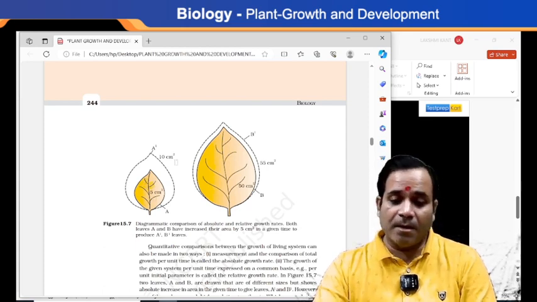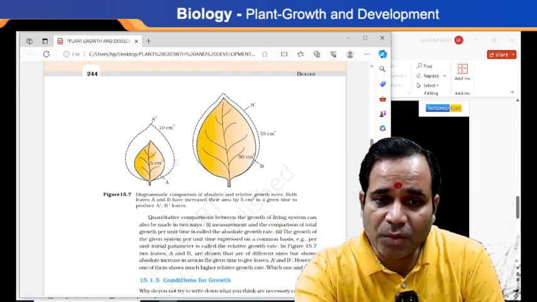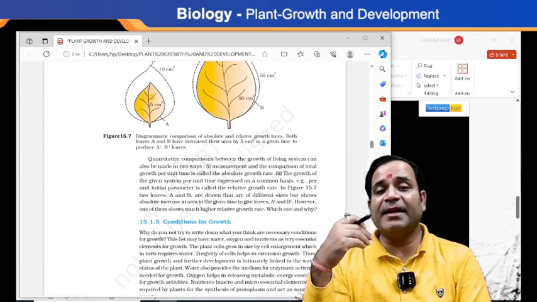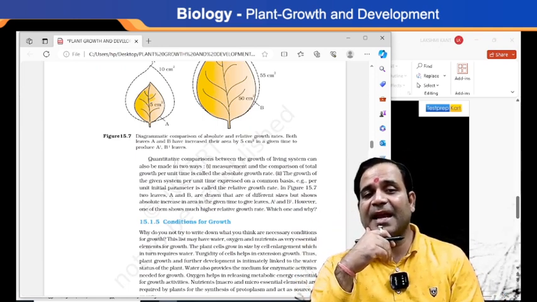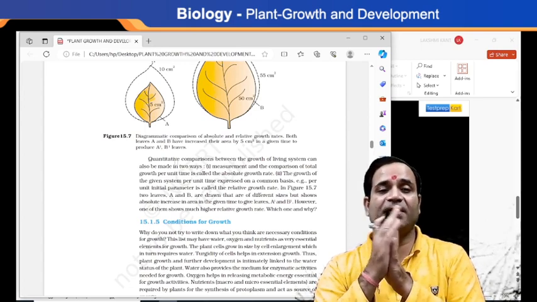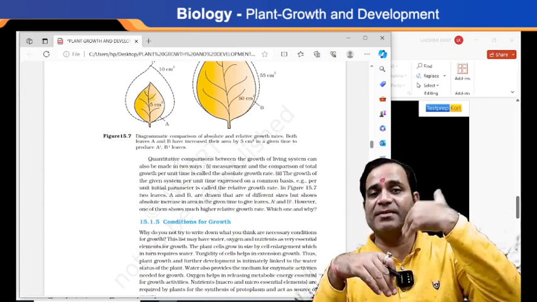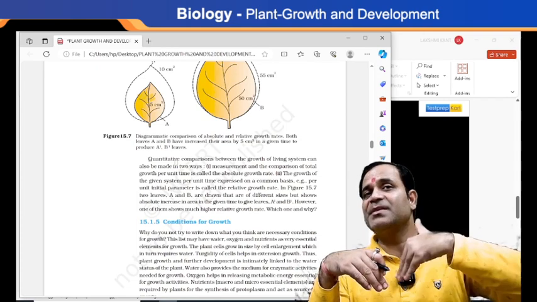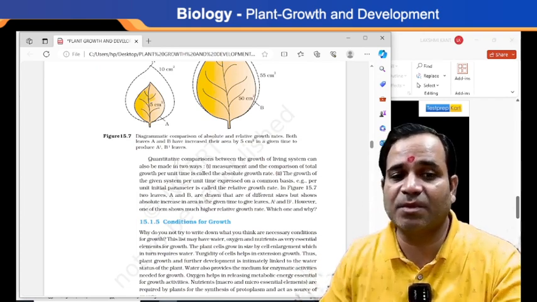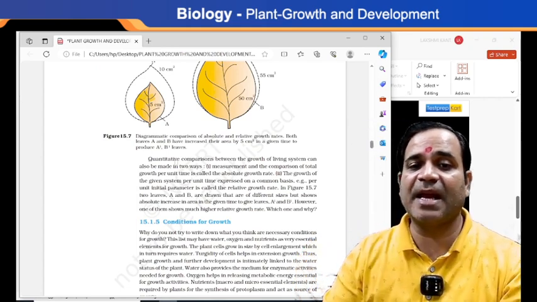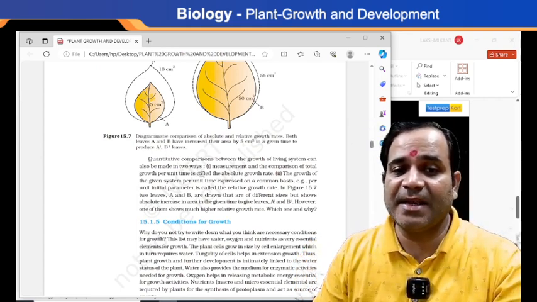Okay, now the question is here: the quantitative comparison between the growth of living systems can be made in two ways. One is measurement, and the second one is comparison, my dear. So if I'm saying that the measurement and the comparison of the total growth per unit time, then it is known as the absolute growth rate.